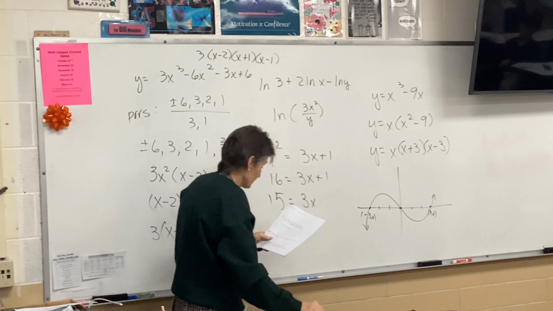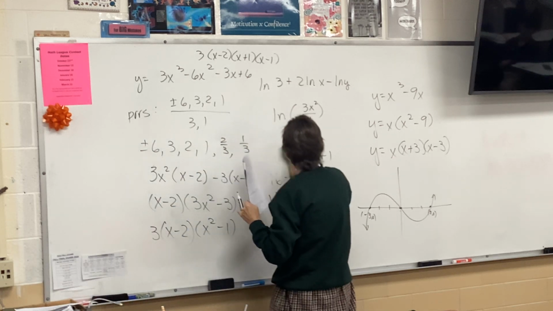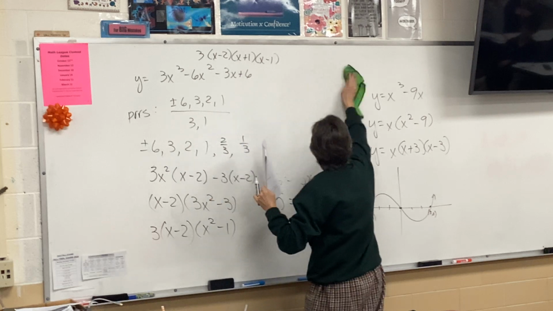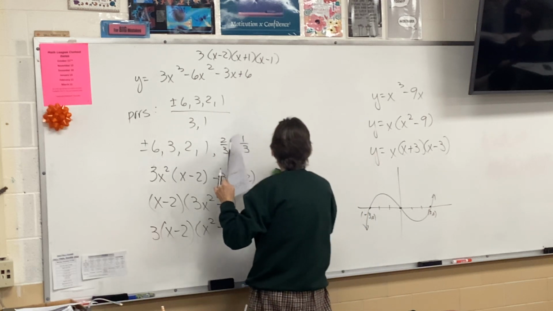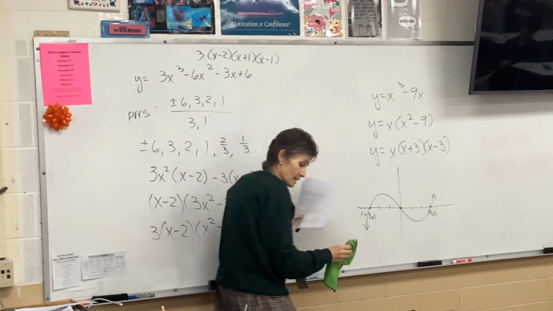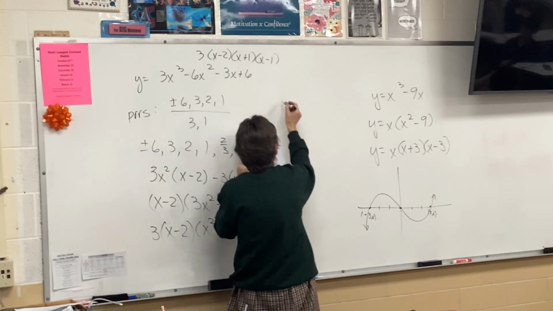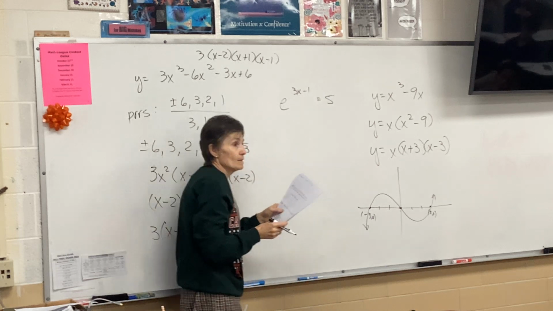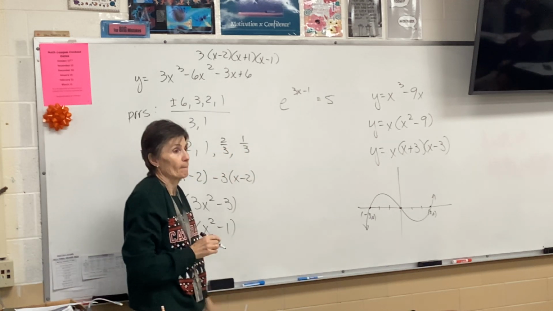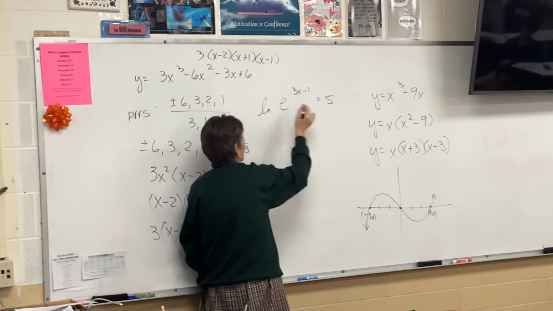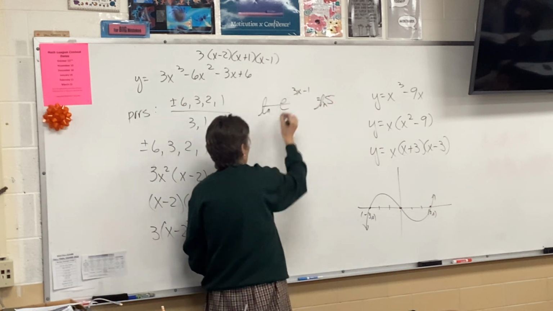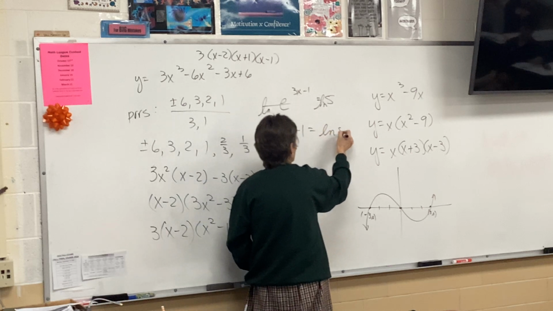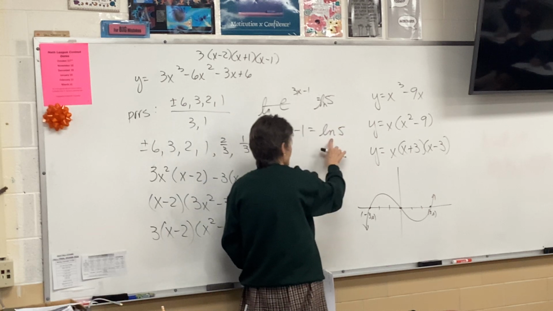All right, now we got a calculator problem. We're going to solve this equation. Noticing that the x is an exponent, that means I'm going to need logarithms. So what do I do first? ln both sides. That cancels. So 3x minus 1 equals ln 5. That does not cancel, that stays.